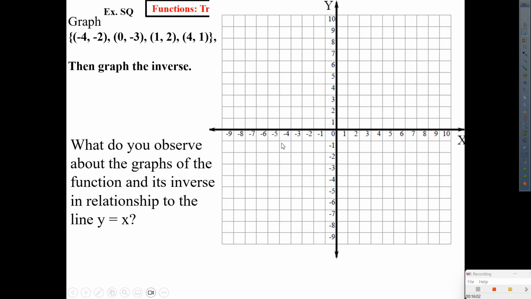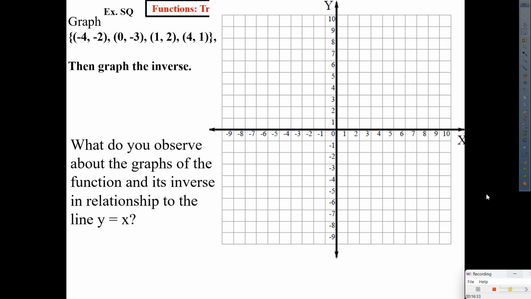Get your graph paper in front of you and copy this one. Example super cube. It says graph (-4, -2), (0, -3), (1, 2), (4, 1). Then graph the inverse. From there, copy that question. What do you observe about the graphs of the function and its inverse in relationship to the line y equals x? Copy that. I'll give you some time.